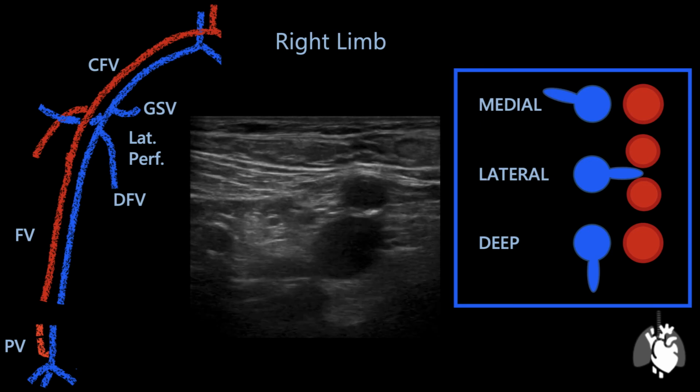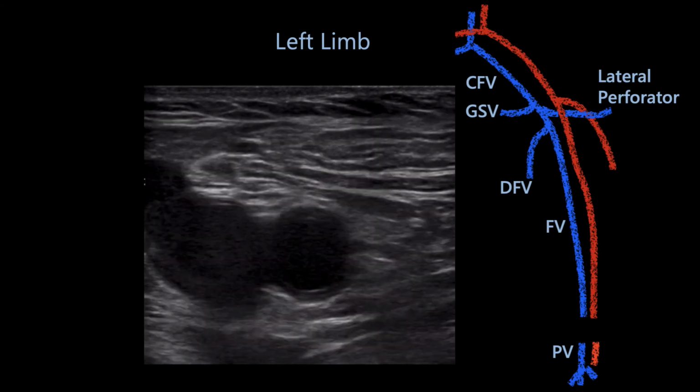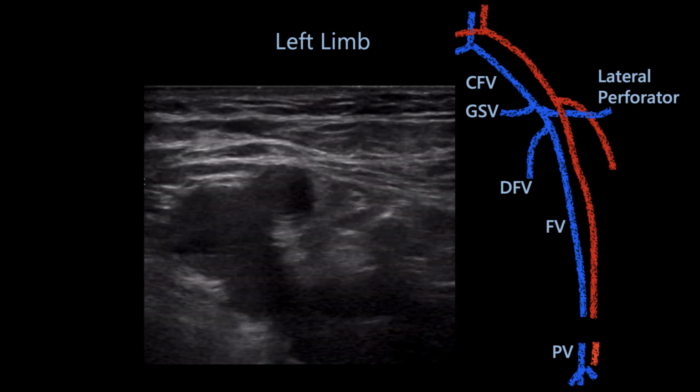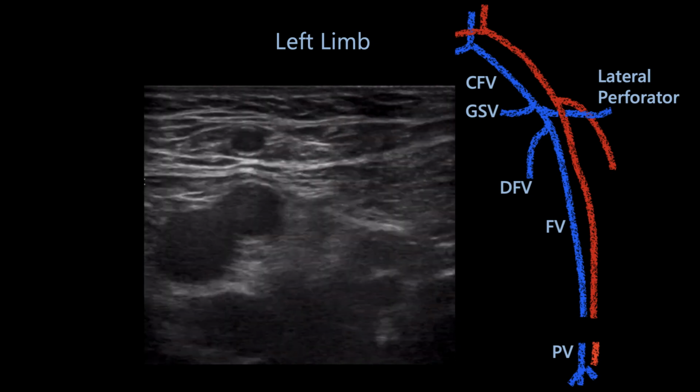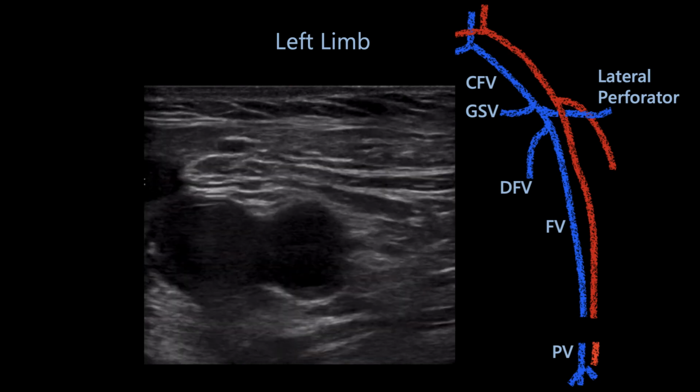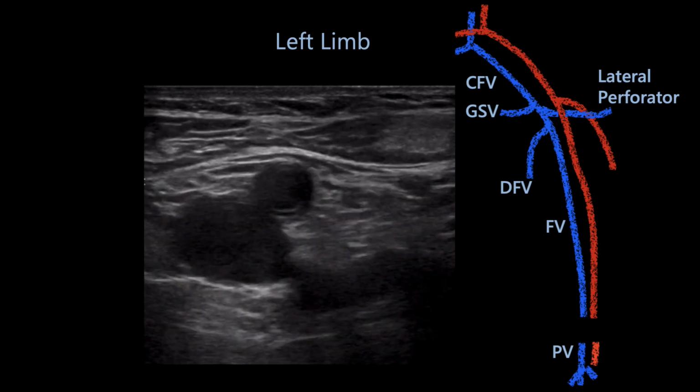Okay, now for the left side. Feel free to stop and play this one again if you need to. It's a bit tricky because the lateral perforator and deep femoral vein junctions are very close together.